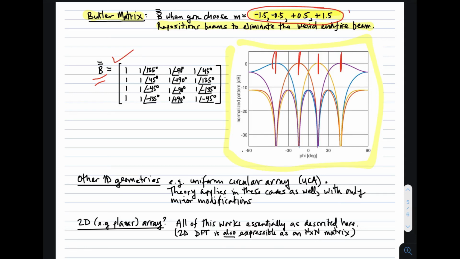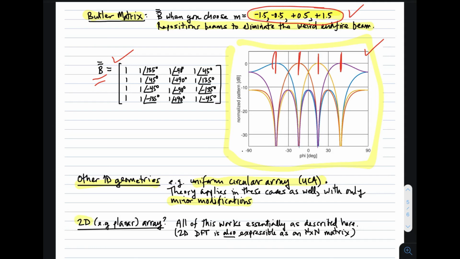And of course, this is for N equals 4, but this works for any value of N, I guess, limited to even numbers. You might ask about other one-dimensional geometries. For example, we've limited this discussion to uniform linear arrays. Does this apply to a uniform circular array, for example? And the answer is it does. And there are a few minor modifications, but the principles are the same and the results are analogous.